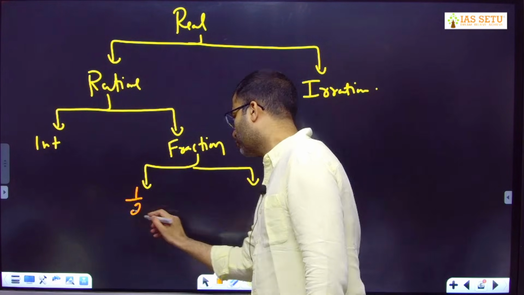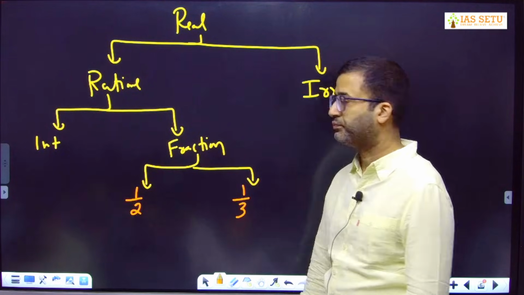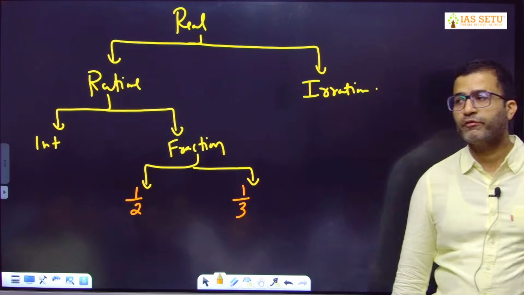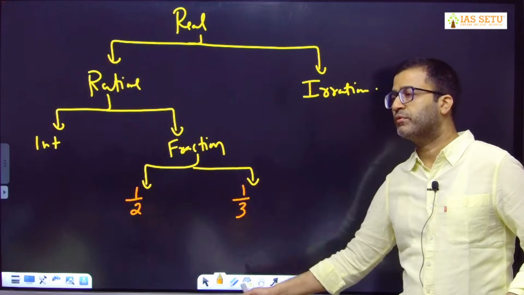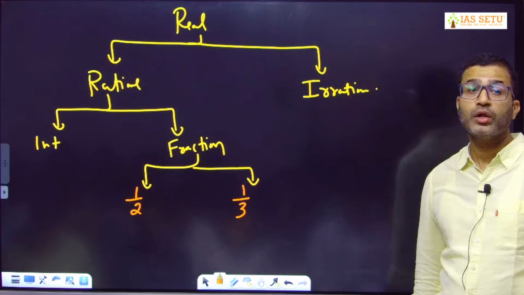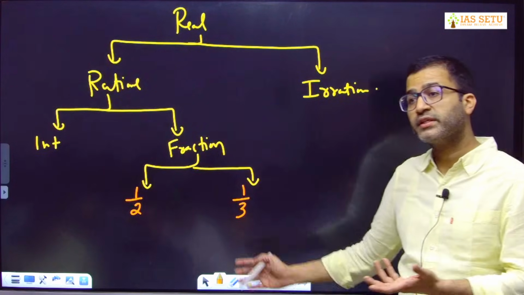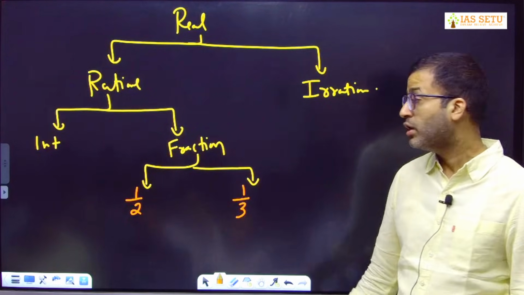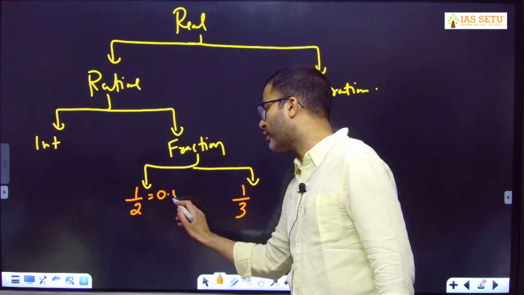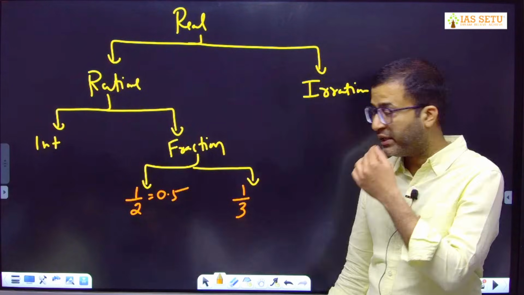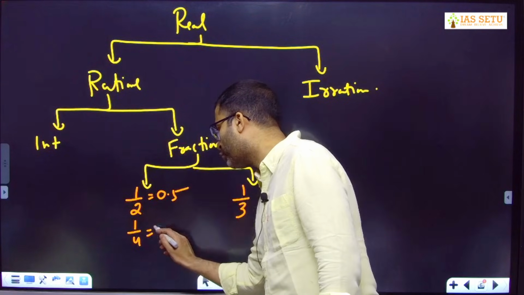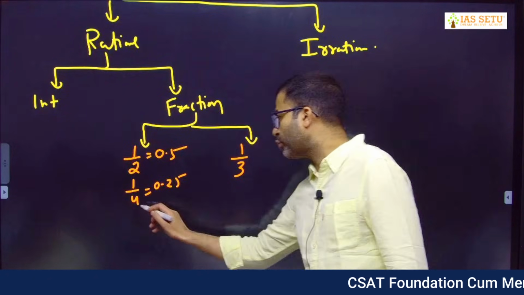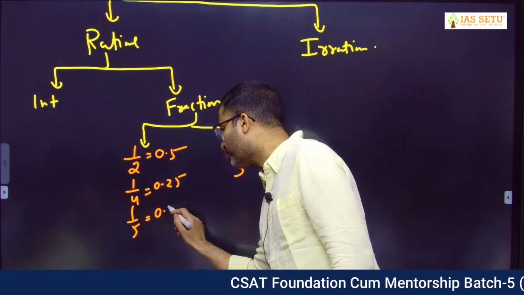1 by 2, 1 by 3. Fractions we divide in two parts. One category of fractions are 1/2 type, one are 1/3 type. Now some students say, sir, it is more or less same, but when you convert in decimal, you get an idea. What is 1/2? 0.5. Similarly 1/4 is 0.25. What about 1/5? 0.2.